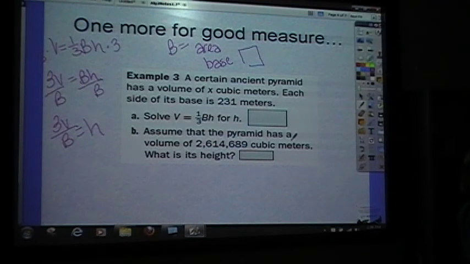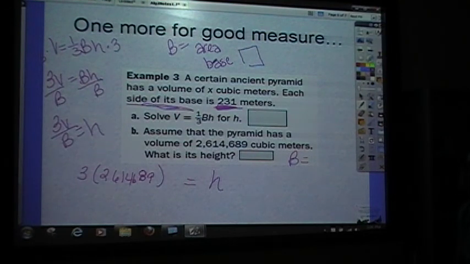Assume that the pyramid has a volume of a massive 2,614,689 cubic meters. What is the height? Well, I have 3 times 2,614,689 equals the height. And we need to figure out what big B is. How can I figure out what big B is? Well, it told me that 231 meters was the side of the base. Big B is the area of the base, so I have 231 times 231, that's the area of a square.